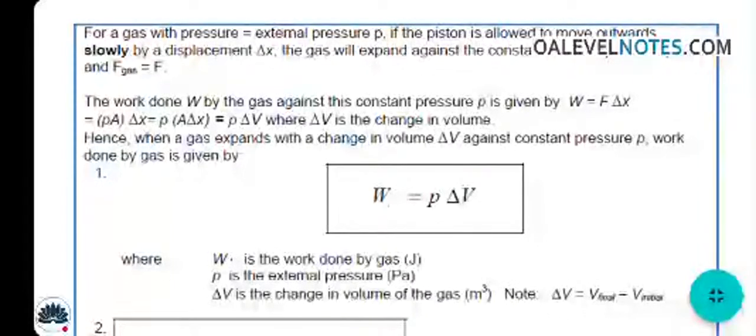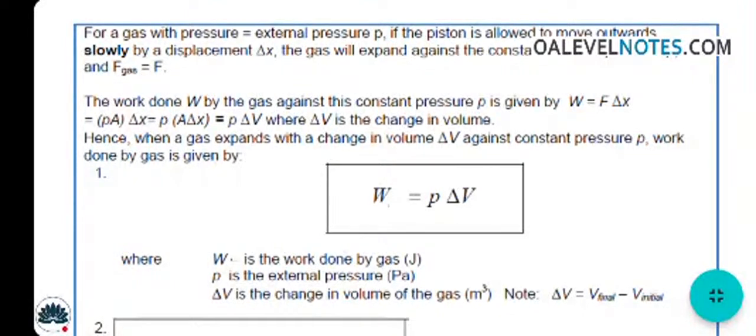Now just focus on that A delta x, meanwhile area multiplied by height. Obviously distance is height. Is this a formula for volume? I can say that this is the change in volume. For volume, you write A times H, area multiplied by height. So from this equation which I have made from W is equal to F x.